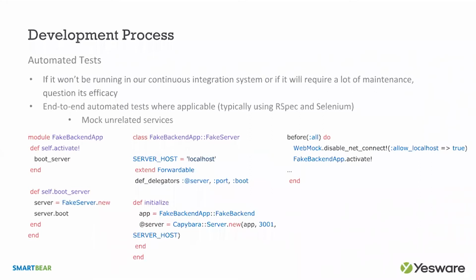When we do perform end-to-end tests, we mock unrelated or unnecessary services that might cause flakiness or may be difficult to maintain over time. This is an example of how we might mock a service we aren't testing. Similar things can be done with tools like Protractor and Jasmine. If we're finding that something causes a lot of flakiness, or if it's hard to maintain, we question its efficacy. We also have to question a test's efficacy if it won't run in a continuous integration system.